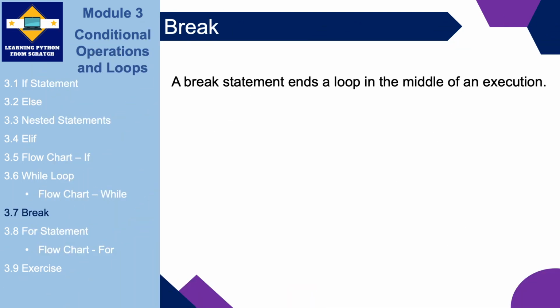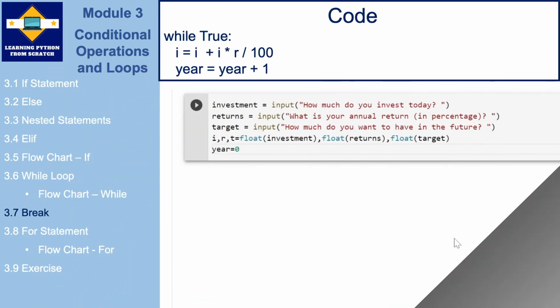Then, let's talk about break. When the condition is true, the action in the loop will play repeatedly until a break statement. A break statement ends a loop in the middle of an execution. Let's replace statement since line 6 in 3.6 with the following code.